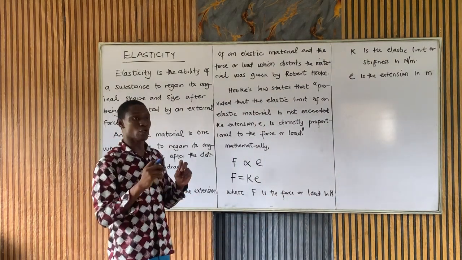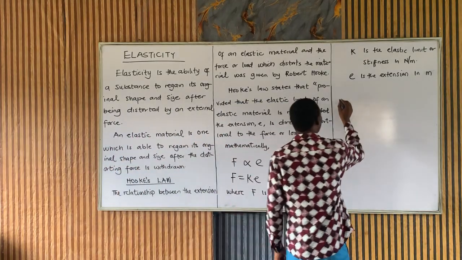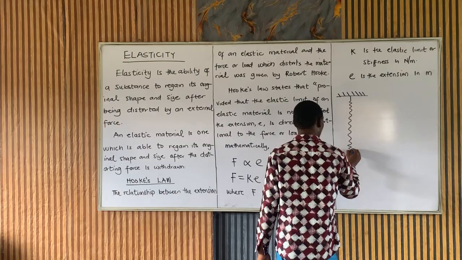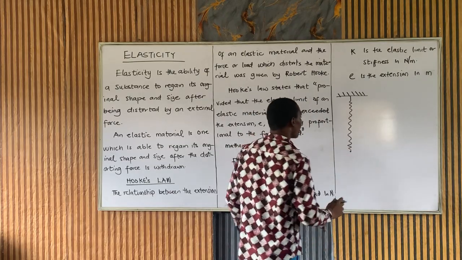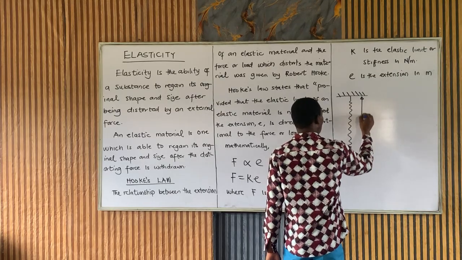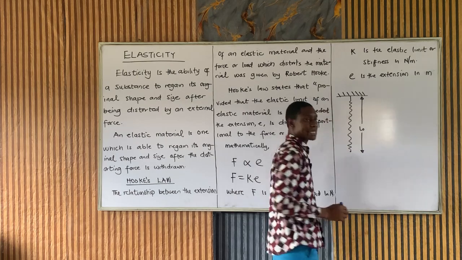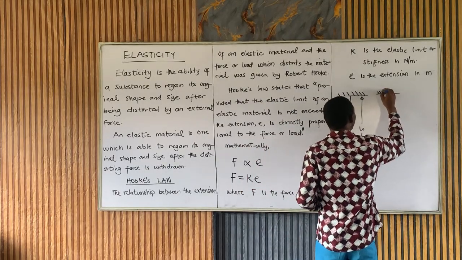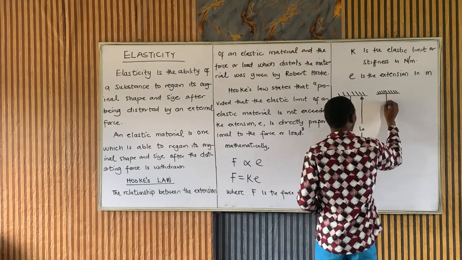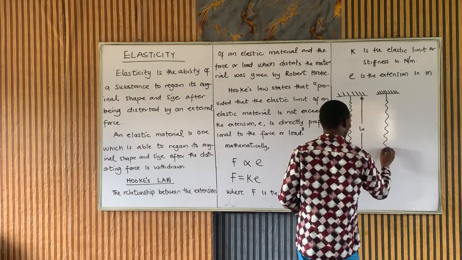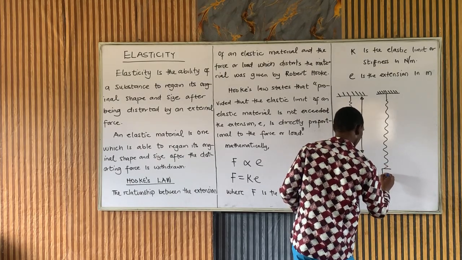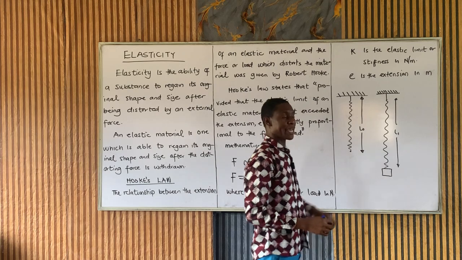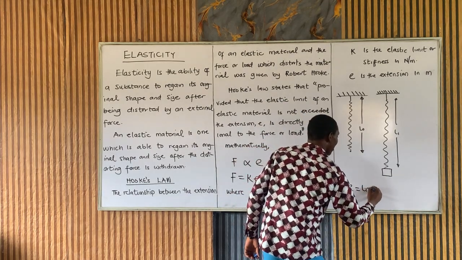Now let's illustrate and let's talk about what extension should mean. For instance, let's say I have an elastic material, let's say a spring. Now, this is the unstretched length of the spring, always denoted with L naught. The unstretched length, meaning that it has not been distorted. Now, if a load is placed on it so that it stretches it, now this is what we call L1. In this case, the extension becomes L1 minus L naught.